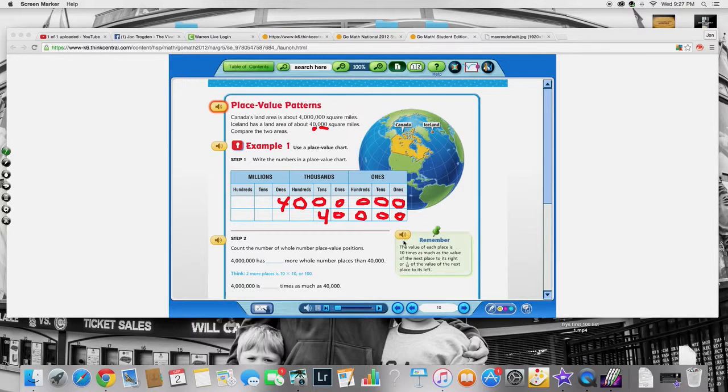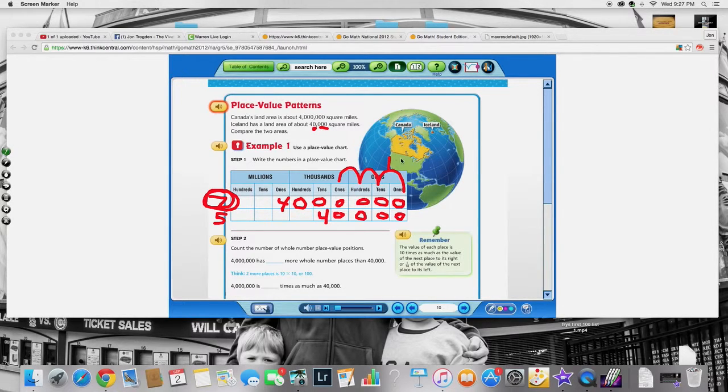All right, so there's the two numbers. In step 2, it tells us to count the number of whole number place value positions. Well, 1, 2, 3, 4, 5, 6, 7. This one has 7 places. And this has 1, 2, 3, 4, 5. This one has 2 more places. What we know from our last lesson is we go from here to here to here.